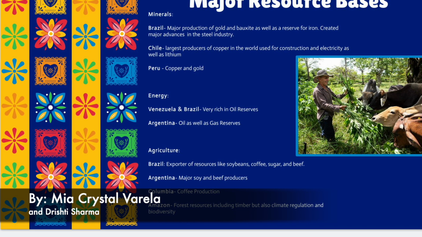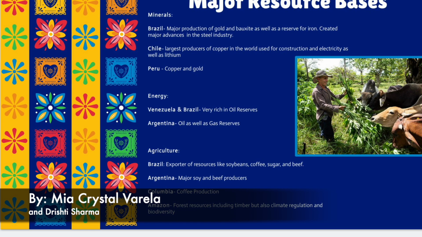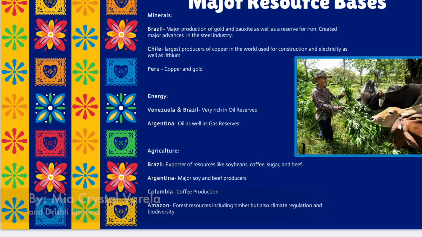Peru, on the other hand, also creates a major production for copper, but much like Brazil, produces gold as well. For energy, Venezuela and Brazil are very rich in oil reserves, while Argentina has oil reserves as well, but also gas reserves. Agriculture has Brazil, which is an exporter of resources like soybeans, coffee, sugar, and beef. Argentina also has beef and soy.